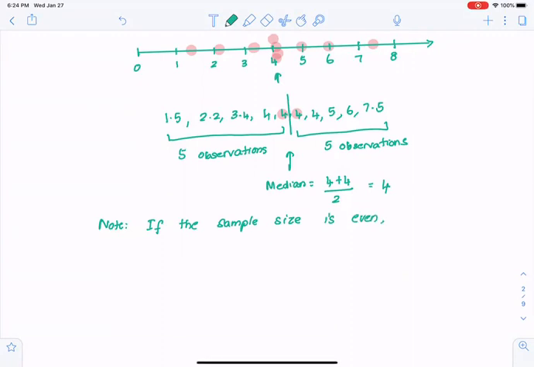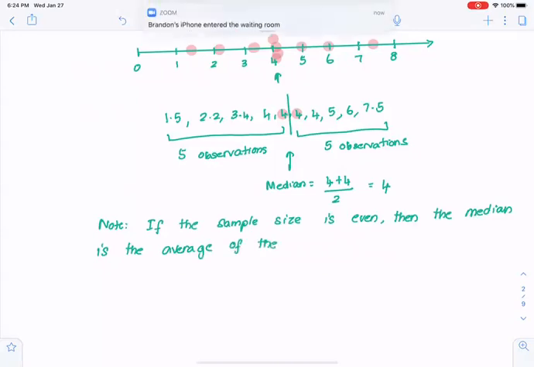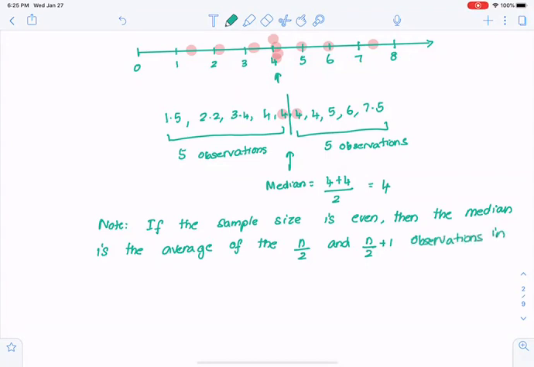So if the sample size is even, then the median is simply the average of the n over 2 and n over 2 plus 1 observations in the sorted data.